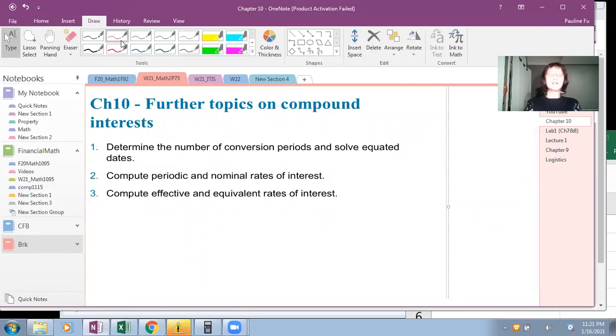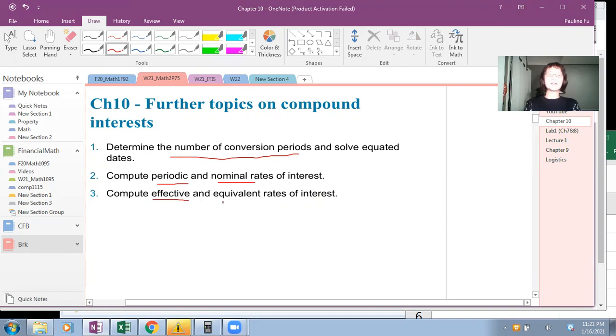By the end of this lecture, you would be able to determine number of conversion periods and solve equivalent dates, compute periodic and nominal interest rate, compute effective and equivalent rate of interest.